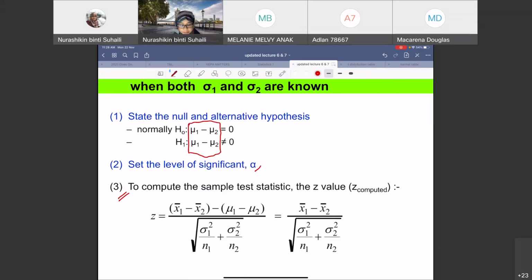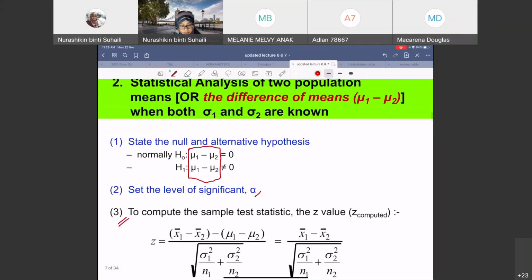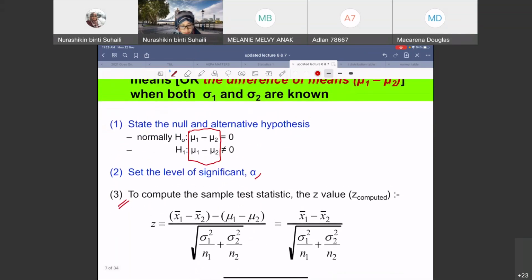Now let's have a look at the steps. The first step is to set the hypothesis, both null and alternative. The second step is to set the alpha. Sometimes it's given, so you just put whatever value is given to you, or if it's not given, you have to define it. The third step here is to compute the Z value.